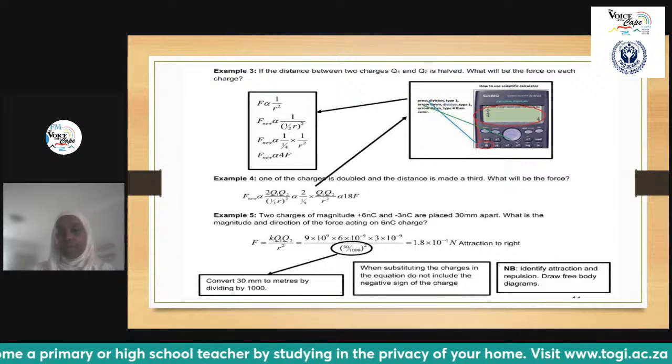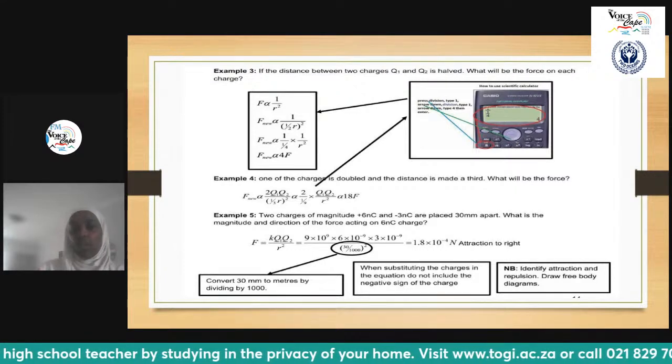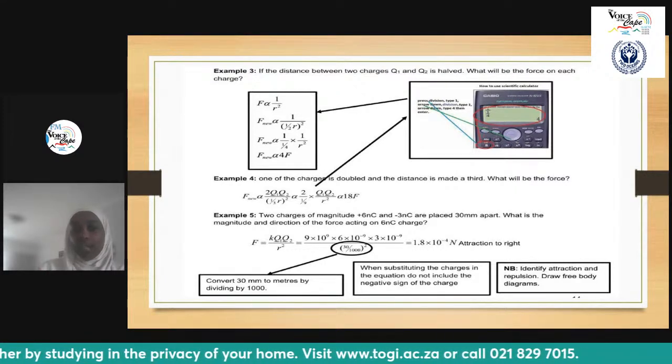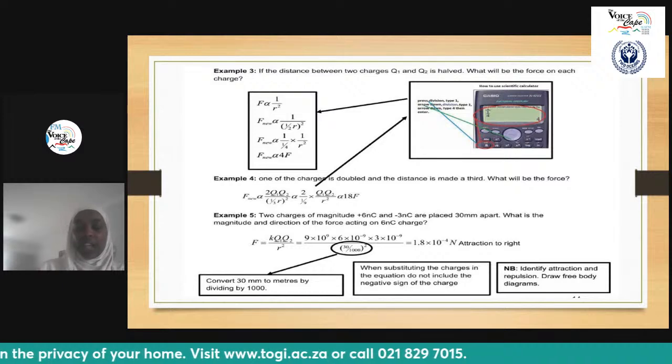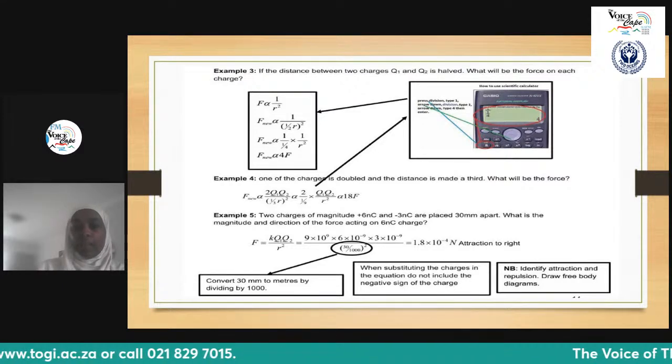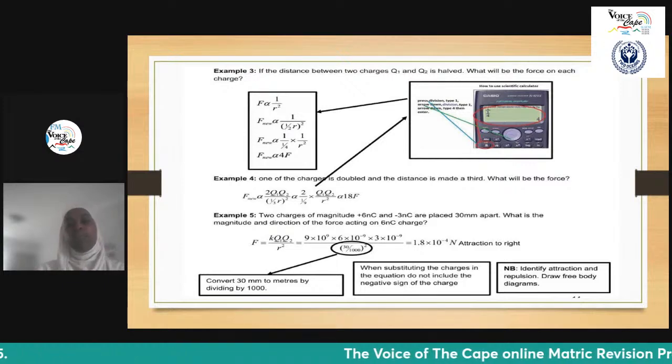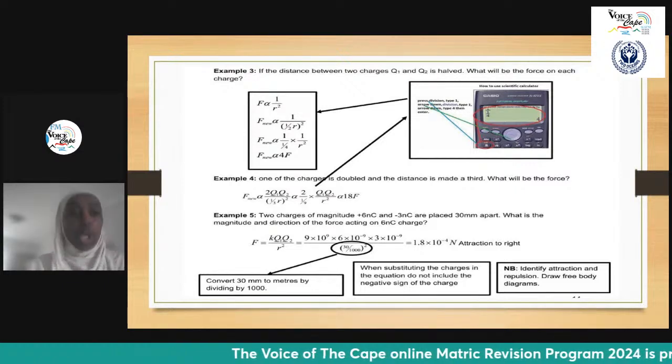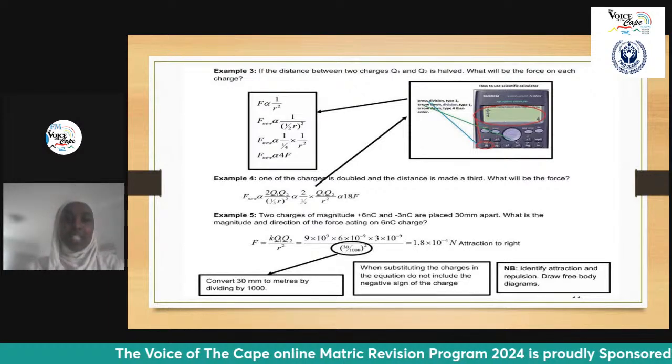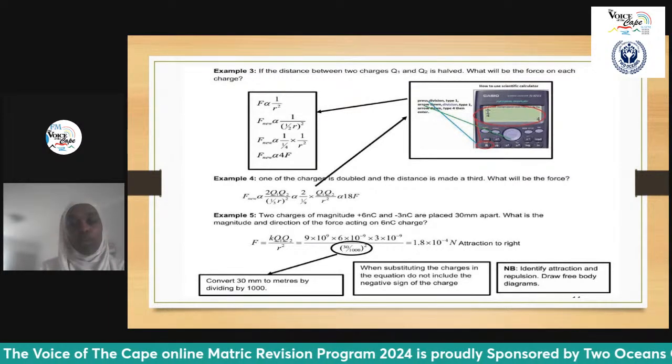And we obviously substitute. So we have 9 times 10 to the 9, that's the k constant. 6 times 10 to the negative 9 multiplied by 3 times 10 to the negative 9. And we have an answer of 1.8 times 10 to the negative 4 newtons. I feel like that's fairly straightforward. We just use Coulomb's law formula.